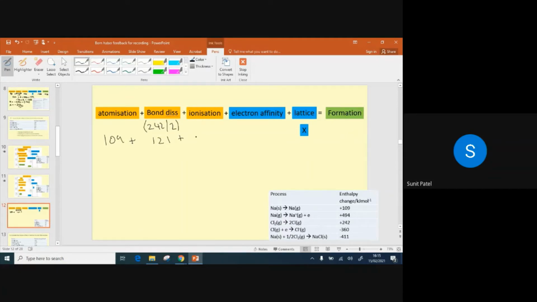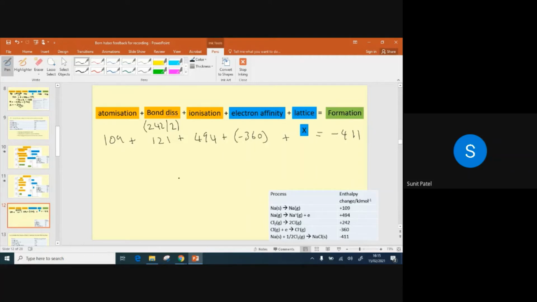Ionization energy, that is as it is on the table, which is 494. Plus then the electron affinity, which according to the table, there it is, it's -360. Add that to X, that's what we want. It equals the formation, which is -411. Well, again, as before, true fashion, let's add up the positives. Makes life a little bit easier.